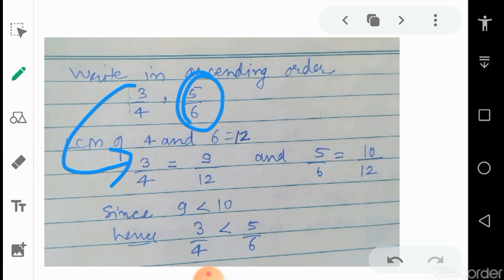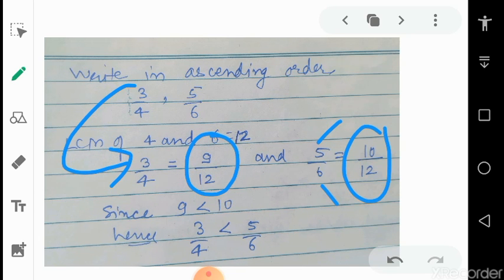So we multiply both numbers by 2, as this 5 is converted to 10, and 6 is converted into 12. So finally we have 9 upon 12, and see the numbers in the blue circle, 9 upon 12 and 10 upon 12. Denominators are the same, and I told you the bigger numerator tells the bigger fraction and the smaller numerator tells the smaller fraction. As 9 is less than 10, it means 9 upon 12 is a smaller fraction and 10 upon 12 is the bigger fraction.